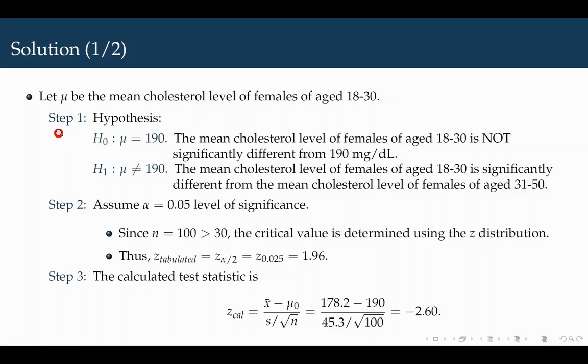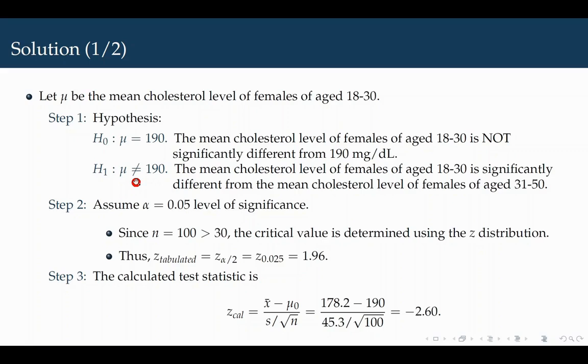So first we have to state the null and the alternative hypotheses. The null states that mu equals 190, where mu stands for the mean cholesterol level of females aged 18 up to 30. So the mean cholesterol level of these females aged 18 up to 30 is not significantly different from 190.